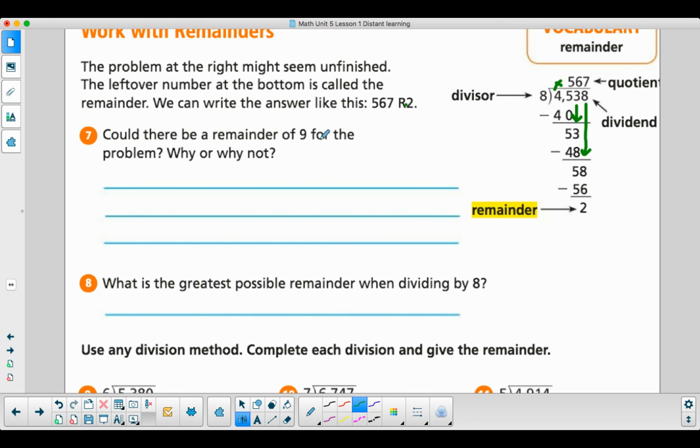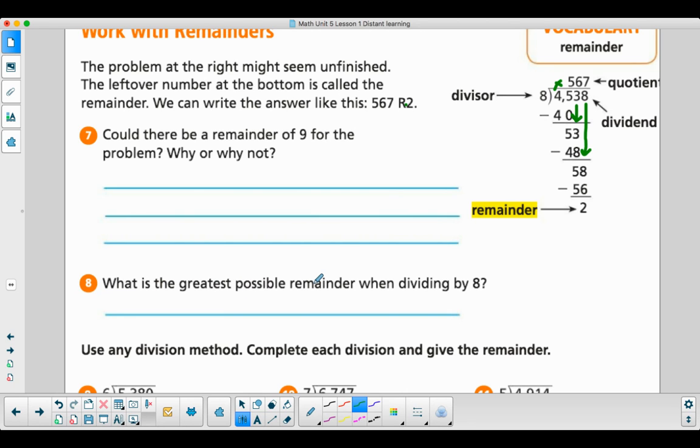Could there be a remainder of 9 for the problem? Why or why not? Pause the video and discuss that with somebody, or just think about it really strong. Okay, I'm back. Now, definitely I would say no, we cannot have a remainder of 9, because if the remainder was 9, I could have taken another group of 8 out. So I cannot have a remainder greater than my divisor.